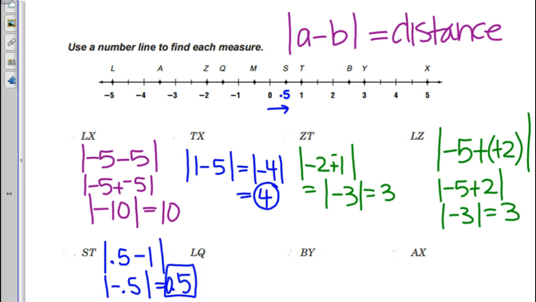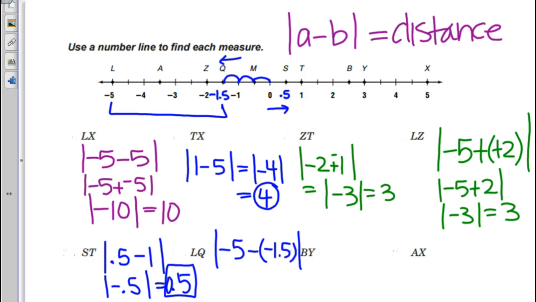All right, now we're going from L to Q. L to Q. Remember, we're going this direction as we count. These are negative numbers. So I have from 0, I have -1/2, -1, -1.5. All right, so I want the distance from L to Q. All right, minus a negative, so I have -5 minus a -1.5. Changing the negatives to a positive, I have -5 plus 1.5.